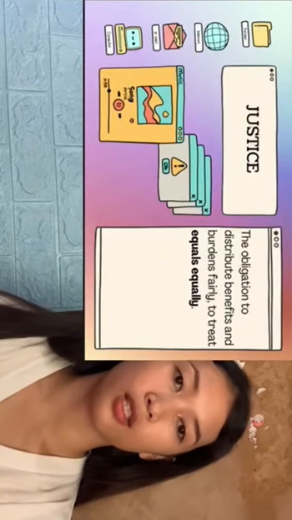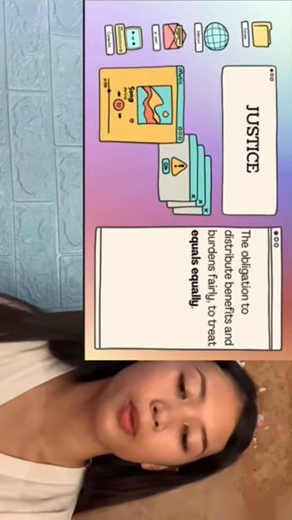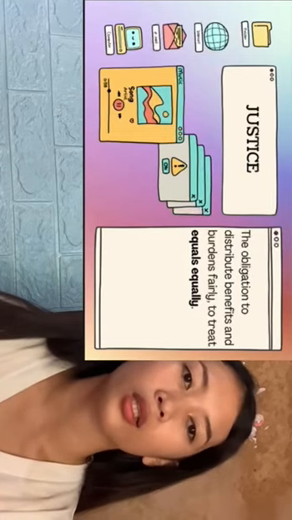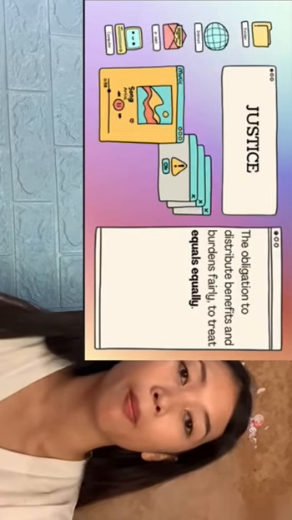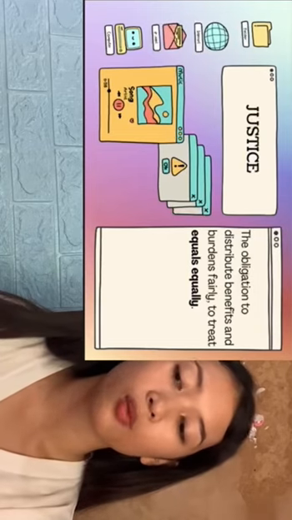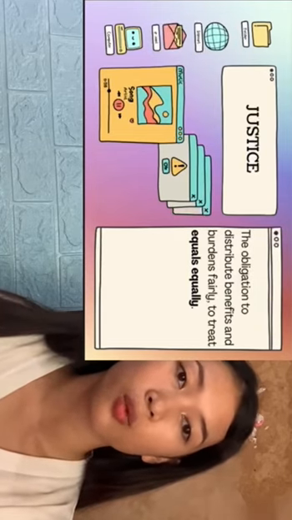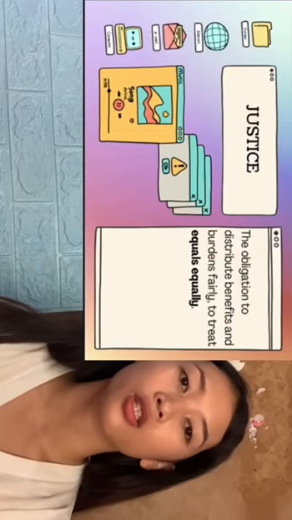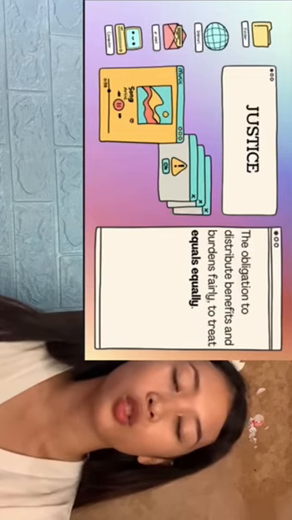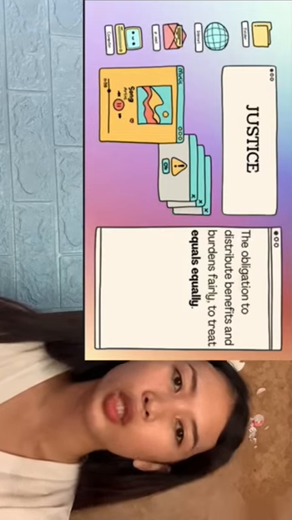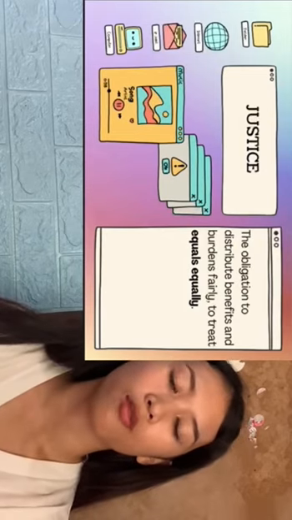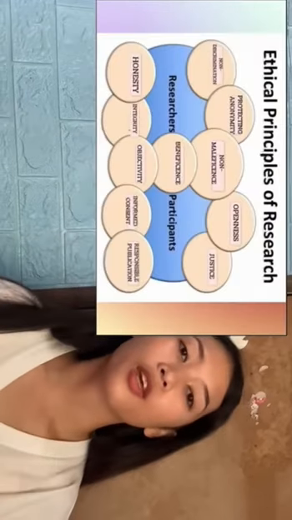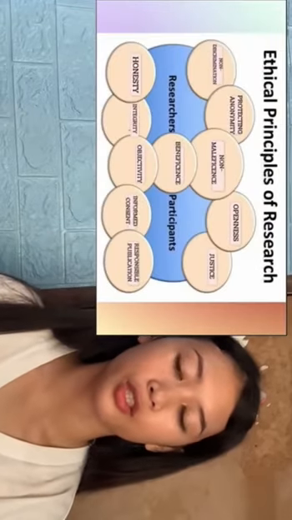Lastly is justice, the obligation to distribute benefits and burdens fairly, to treat equals equally. Of course, you have to treat your participants equally, and we have to give justice to their participation. They participate in our research, so we are obliged to give justice to their answers and to their time. Of course, we have to give them the benefits that they deserve. So that's the ethical principles of research.